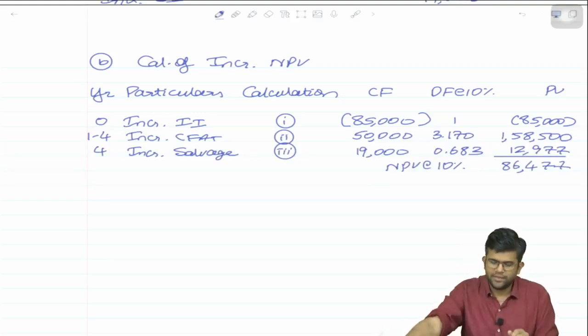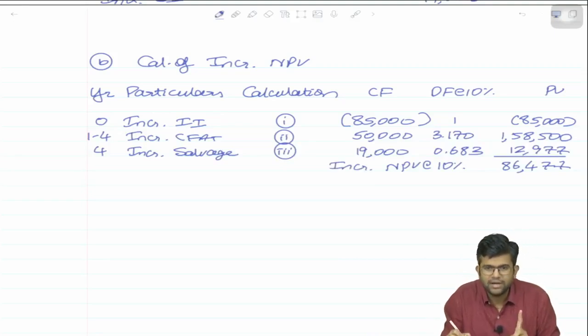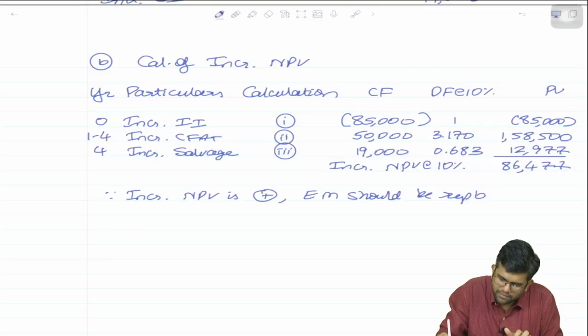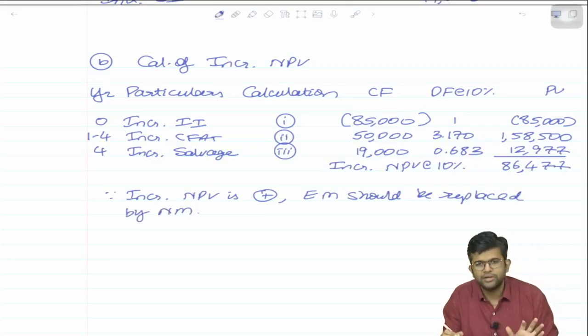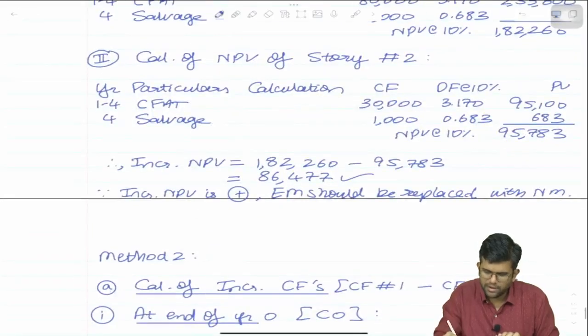86,477. And then what we will say, I hope you all understand, this is incremental NPV directly available now. And we will say, since incremental NPV is positive, existing machine should be replaced by new machine. Everyone's story clear? This is how we have to present it in exam. Now, by the way, you remember no, that number we had got earlier also, hello?